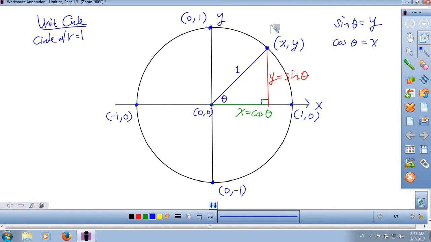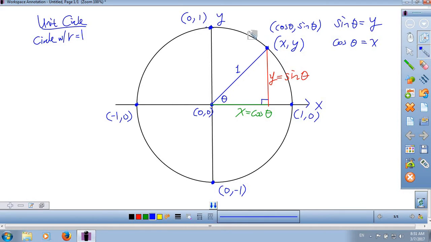So that means every point on the circle gives us a coordinate. The coordinates of the point give us two values, cosine and sine. So this is what the unit circle is about. If we look at the unit circle, any point I put on the circle will give us a cosine reading and a sine reading, because we have the x-coordinate and y-coordinate, and the x-coordinate corresponds to the cosine and the y-coordinate corresponds to the sine.